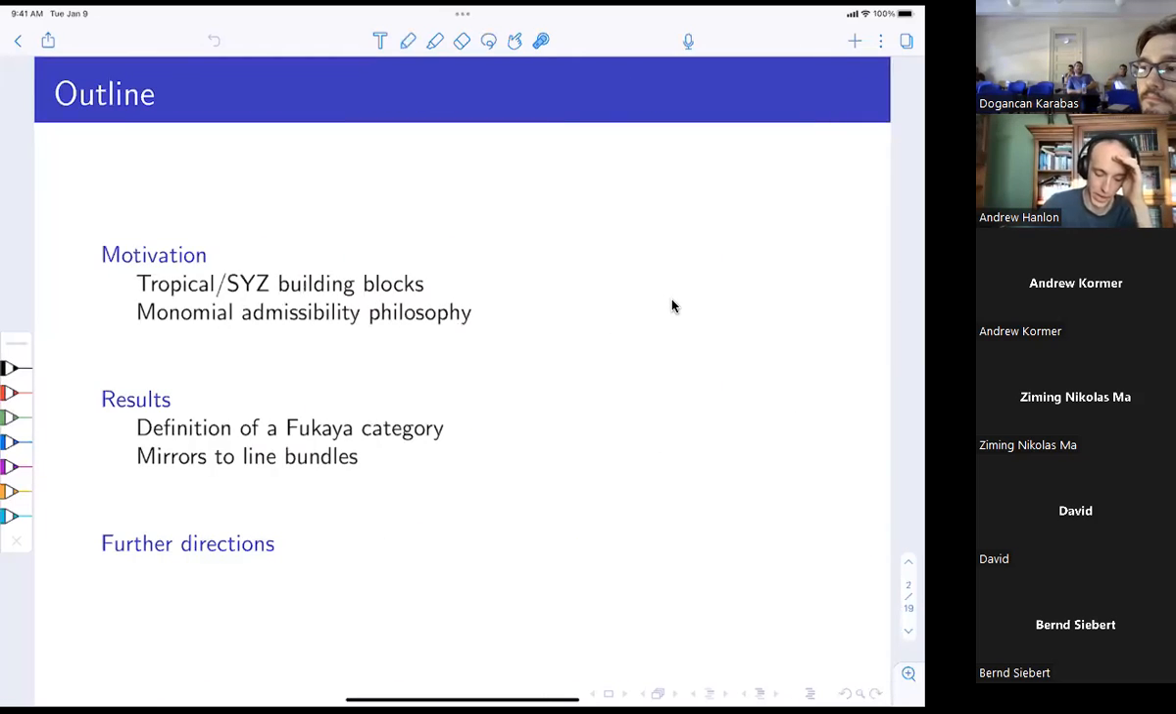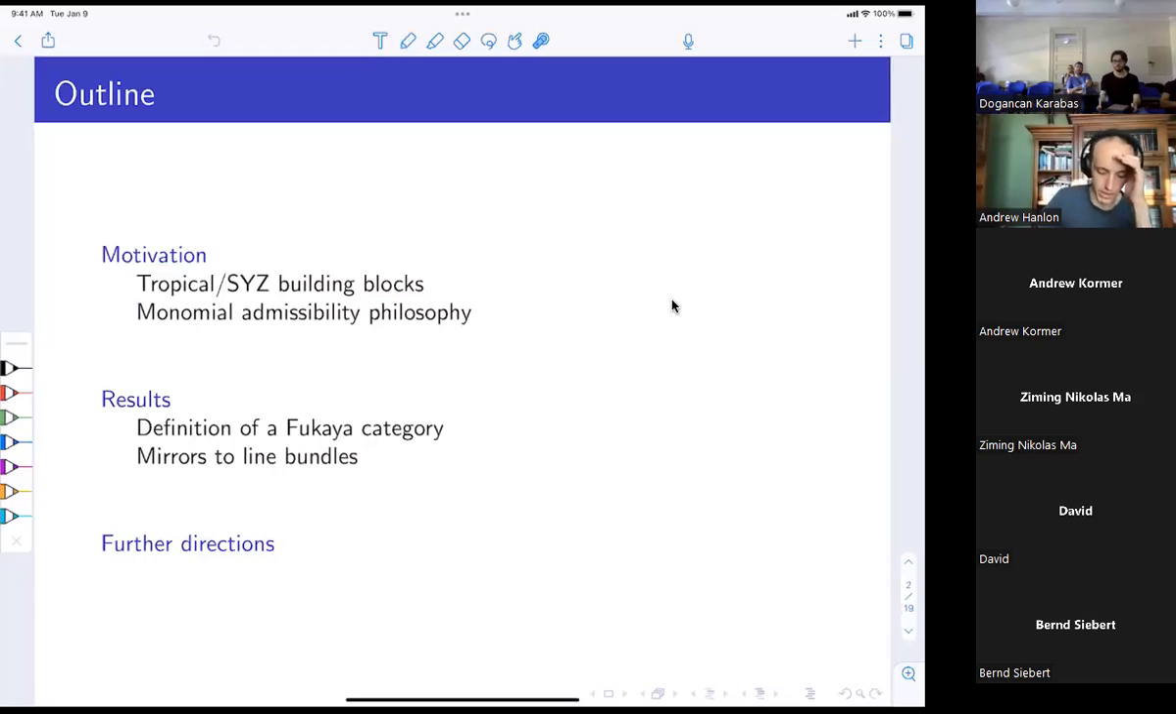So I just give a brief outline here. I'm not sure how useful this is because it won't stay up, but just so you have a roadmap of where we're going. So I'm going to talk a little bit about the tropical and SYZ setup. I'm sure some of this was discussed last week and in various other talks, but I just want to make sure that I have the notation and maybe the point of view that I need to set this up.